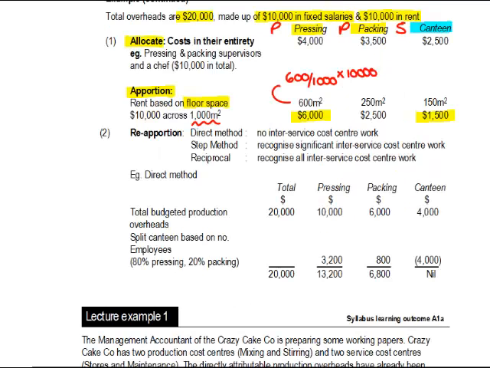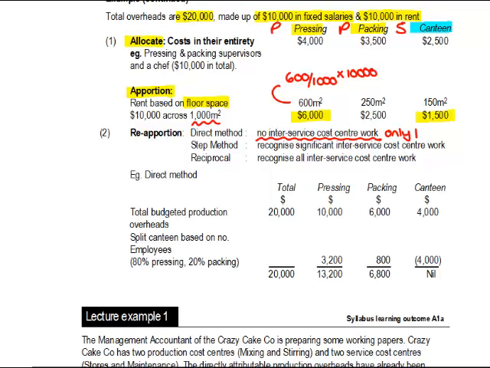Now the method that we're going to use here is called the direct method, and that's going to assume no inter-service cost centre work. There can't be, because there is only one service centre. So they can't service each other when there's only one service centre. Where there is more than one service centre, let's just say we had a canteen and a maintenance department, then we may decide that we want to recognise some of the inter-service work. In other words, that the maintenance does work for the canteen and the canteen also does work for the maintenance.